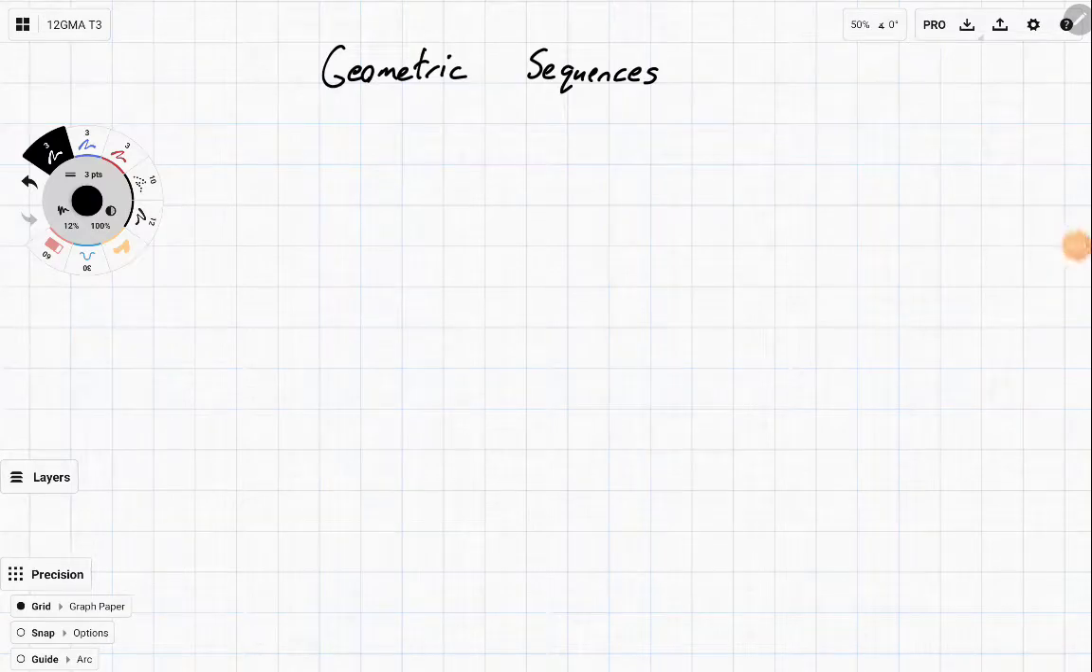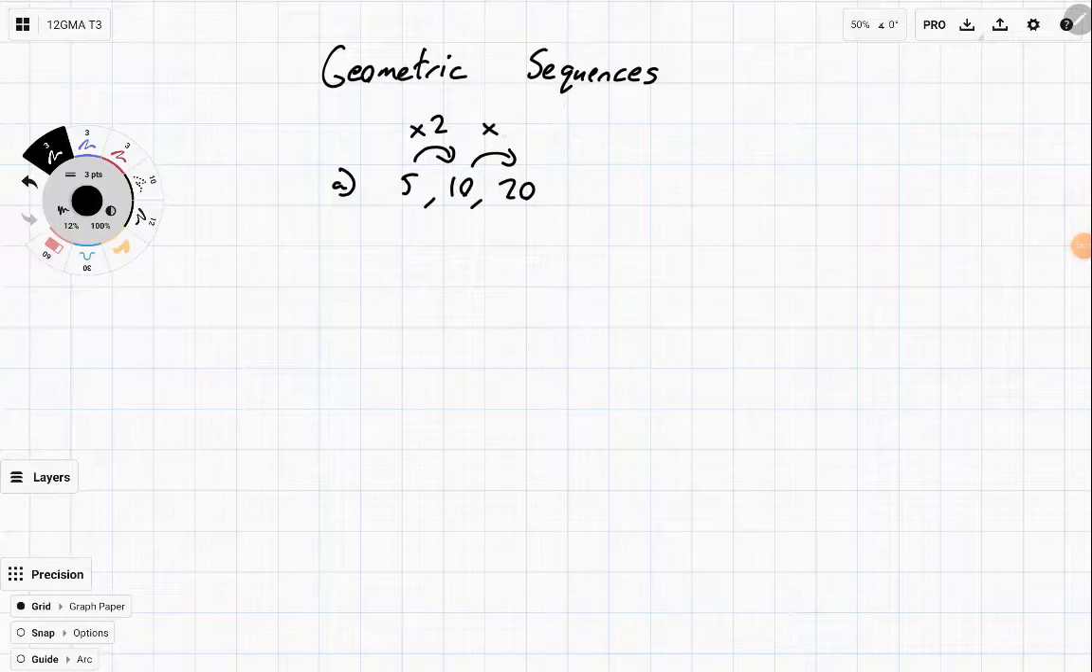Alrighty, so today we're going to be having a look at geometric sequences, which are related to arithmetic sequences, but are slightly different. Let's look at one. So this first sequence is a geometric sequence. What's happening to get from one term to the next? Well, instead of addition or subtraction, in this case, it's actually multiplication.